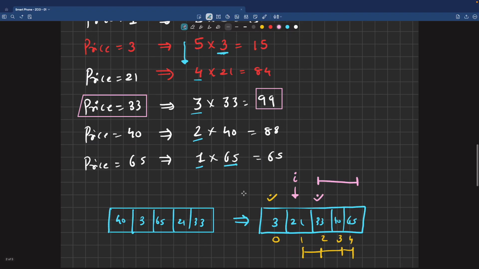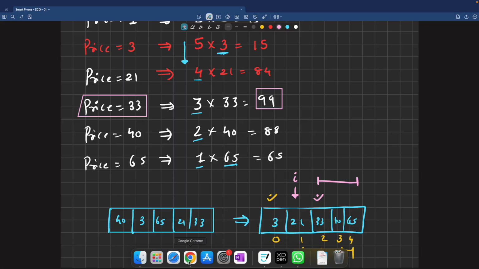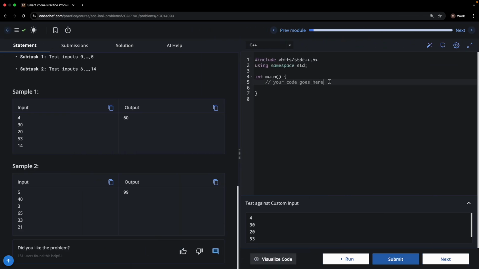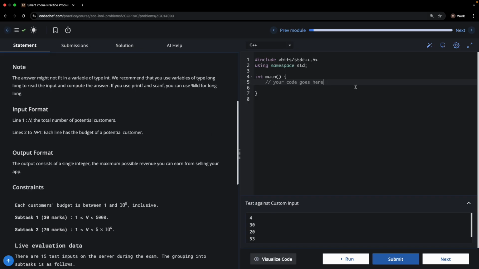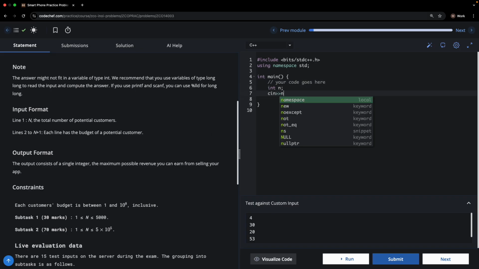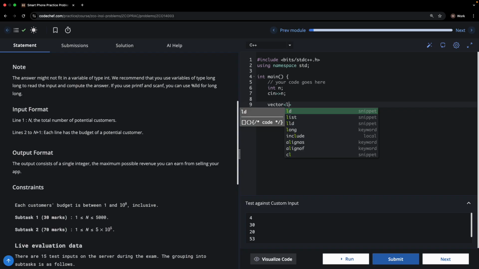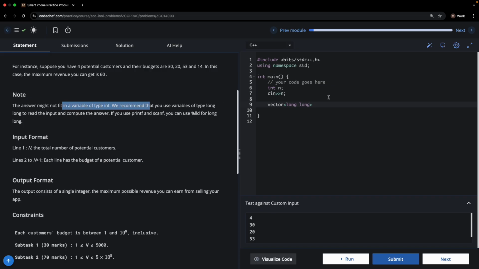Okay, so let's do the same implementation over here and try to solve it. What we have here is the input format is n. So let's take int n, take the input of n, and next thing is the budget. So let's create a vector of budget. Again let's take long because they have already mentioned to use long. So vector long, let's name the variable as budget, and let's take all the inputs.